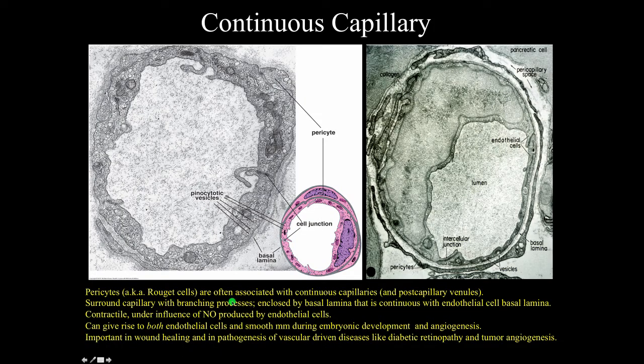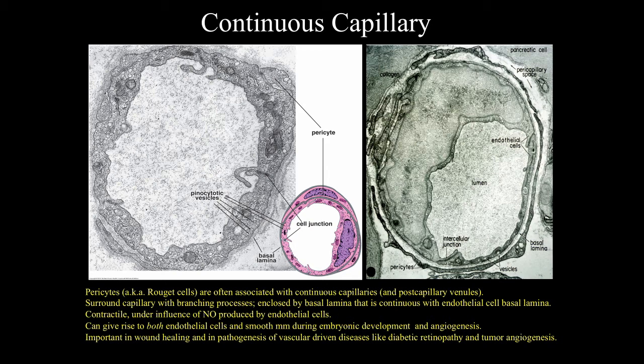This just shows diagrammatically what a continuous capillary might look like. So here is an endothelial cell with the nucleus present. Here's an endothelial cell without the nucleus present, a relatively small lumen, and then some pericytes that surround the endothelial cells. Pericytes are also known as Rouget cells. They're often associated with continuous capillaries, and you'll see them associated with postcapillary venules. The pericytes surround the capillary with branching processes. They're enclosed by the basal lamina that's continuous with the endothelial cell basal lamina.